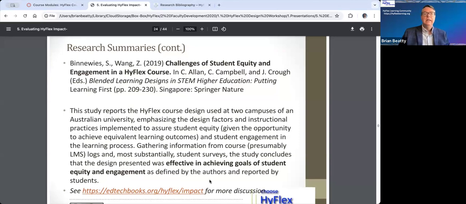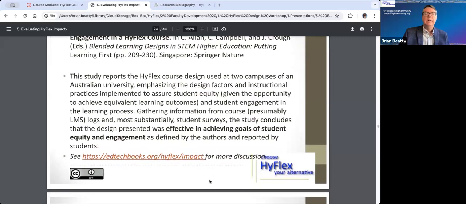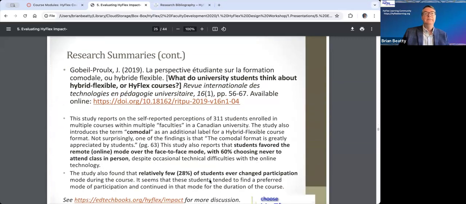So they found that these courses were effective in achieving goals of student equity, in other words, equivalent learning and engagement defined by the authors, reported by students. So surveys are used in a lot of these studies.